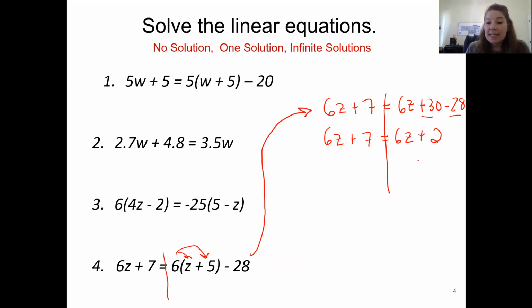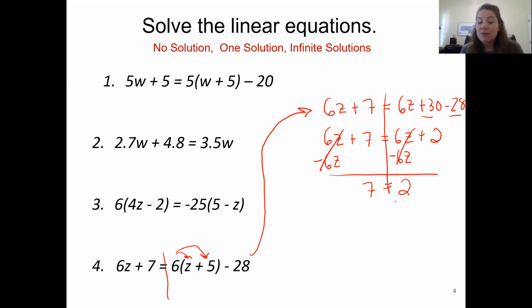So now I have z's on both sides of the equal sign. So to get my z's together or cancel out one of them, I'm going to subtract 6z from both sides. Well, let's see what happens. 6z minus 6z is 0. So I have 7 left over here. 6z minus 6z is 0. So I have 2 left on the right side. So now there's nothing else I can do right now except look at this and see what it says.